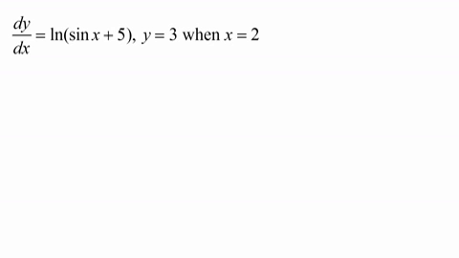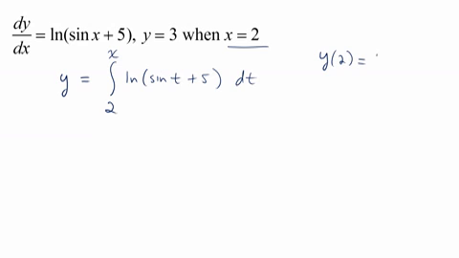Again, here is our given information, and we want to find the function y, and we'll find it by finding the antiderivative of the natural log of sine x plus 5. Oh, my mistake. These functions need to be with respect to t, so we'll write it as the natural log of sine t plus 5 dt. We'll start with x equals 2, so we go from 2 to the upper limit of integration x. Now we also have to satisfy the fact that y of 2 must equal 3.